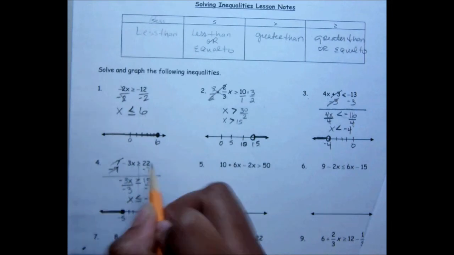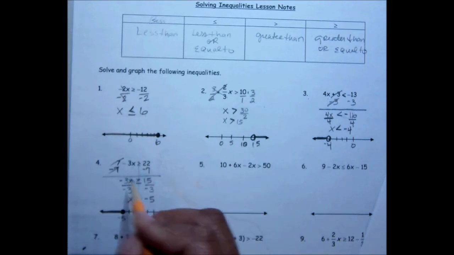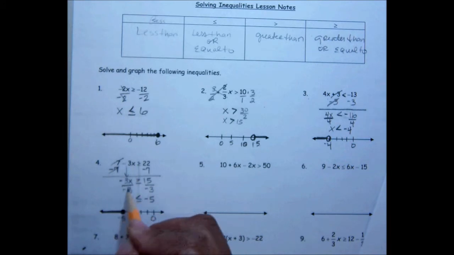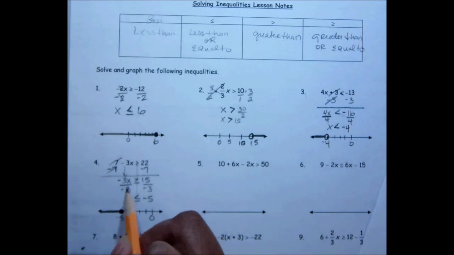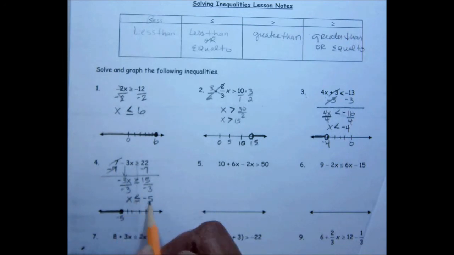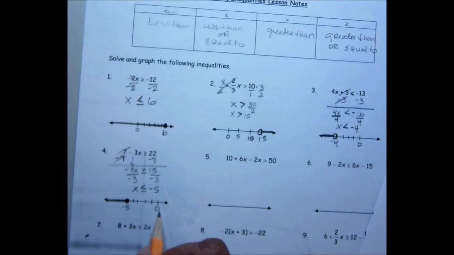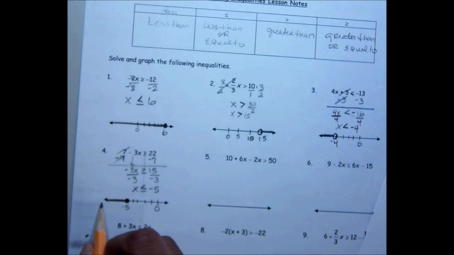-7, -7. I brought down my -3x, -3x divided by -3. I divided by a negative, so I had to flip the inequality sign. And that's how I got -5. I drew my 0, I drew my -5, and then I went to the left.